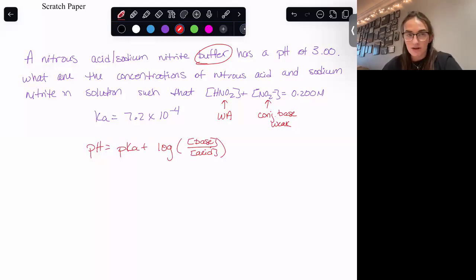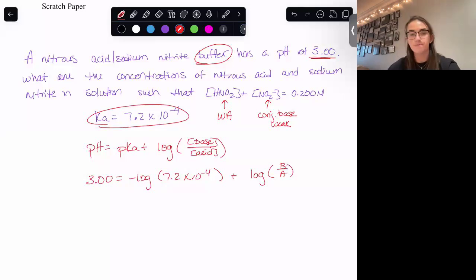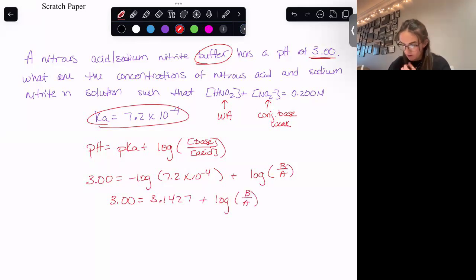What we know from this equation is that we have a pH of 3 and we have the Ka. So we can plug in pH of 3 and the negative log of 7.2 times 10 to negative 4. But then we're left with this log of base over acid. So this is 3.00 equal to... Okay. So we can solve for just the log of base over acid. So we get negative 0.14267.